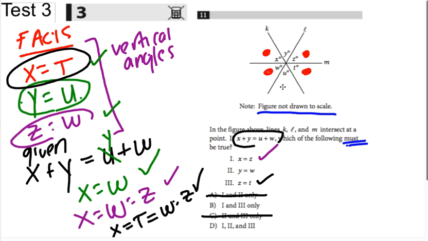We don't have any information about y and u other than the fact that these 2 equal each other, but we have no information about the relationship between them and the other angles. That's just not information we're given. So we don't know that 2 is true, which means it has to be B.